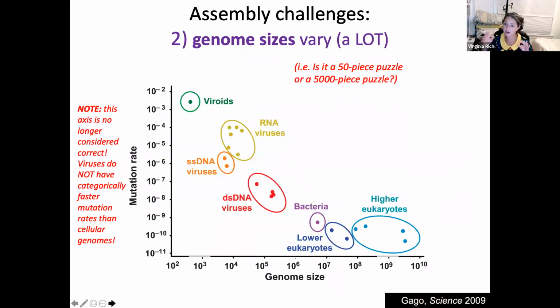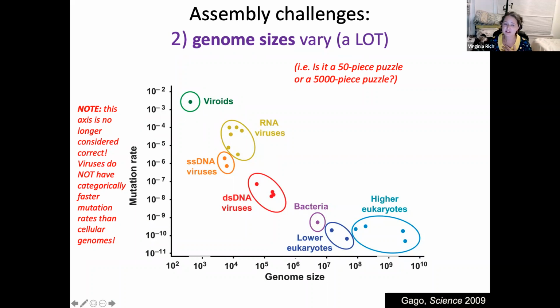It's not just that the copies of each puzzle vary, it's that the size of each puzzle varies. Is it a 50-piece puzzle that we're doing with our little kids, or is it a 5,000-piece puzzle that we're doing with our whole family when we get together for a weekend, right? So genome size varies a lot. So here's an example of that on the x-axis. We go from higher eukaryotes all the way down to viroids, things that aren't even actually viruses, through different kinds of viruses, through bacteria, quote unquote, lower eukaryotes and higher eukaryotes.